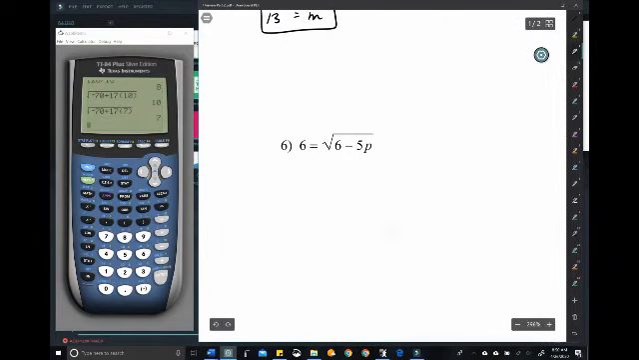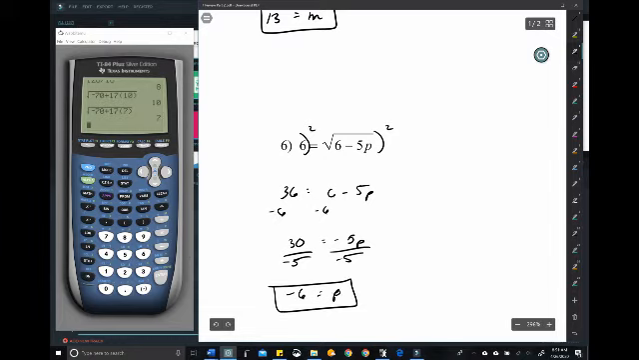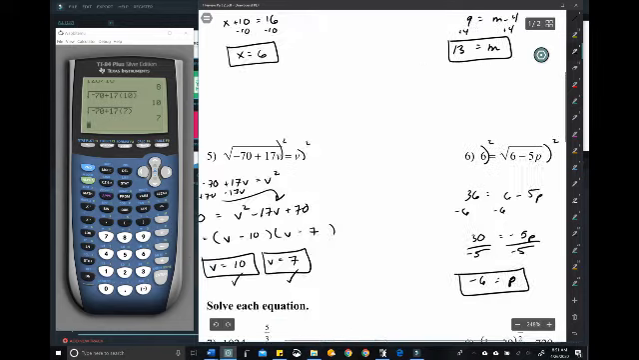Number 6. We are going to square both sides. So 36 is equal to 6 minus 5p. That's an easy one. Subtract 6. 30 is equal to negative 5p. And that just means, divided by 5, p is equal to negative 6. Boom, boom, boom, boom. I know I went through them quick, but hopefully you remember how to do this stuff so that my speed does not throw you off. It's just a review for you.